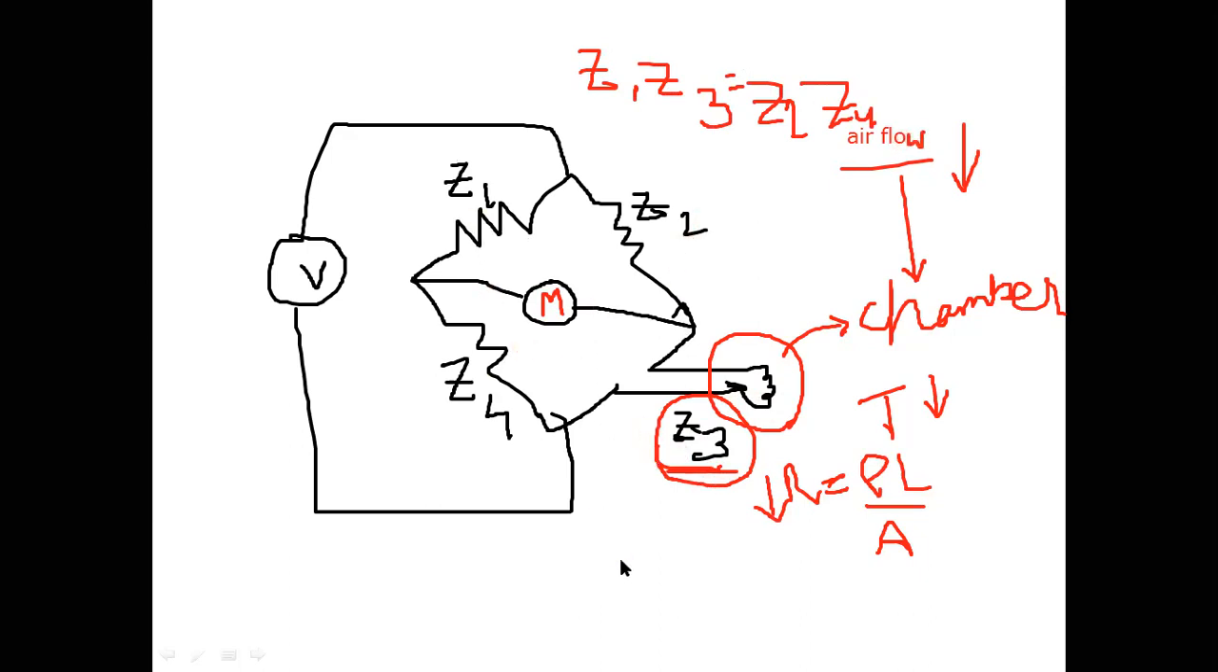Then what will happen? Current will flow in the meter. The current I in the meter is a measure of the flow rate of air here. So how am I measuring the flow rate of air? By changing the resistance of the material. So it is an example of a resistive transducer.